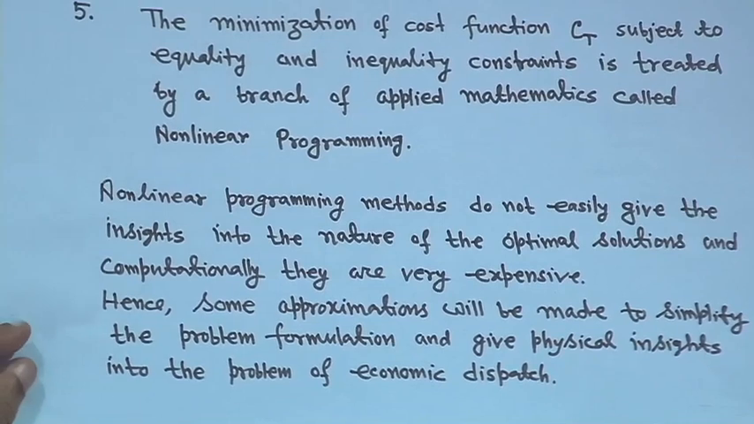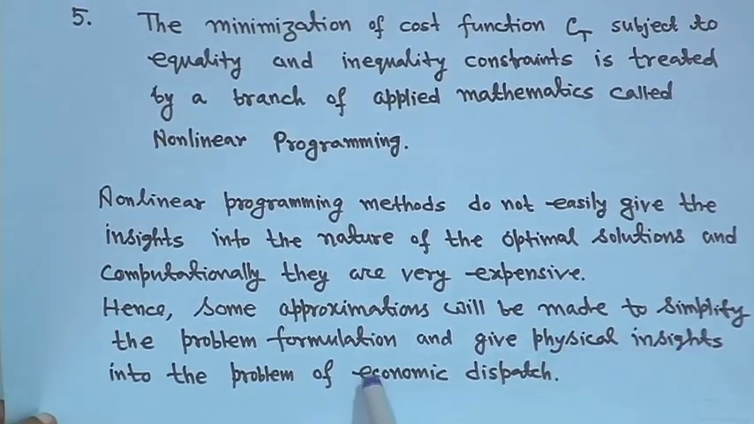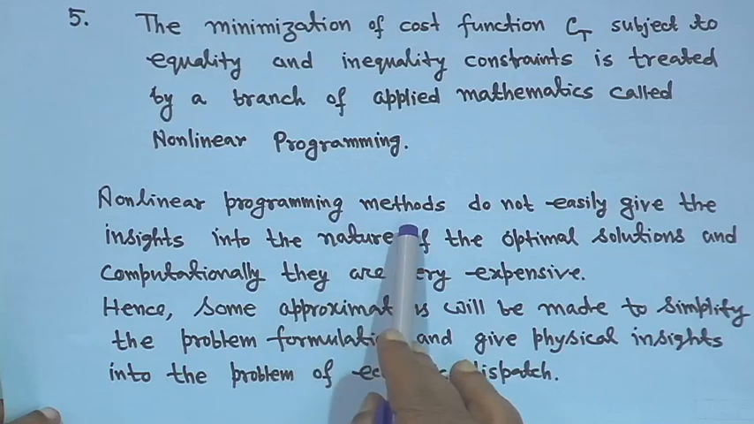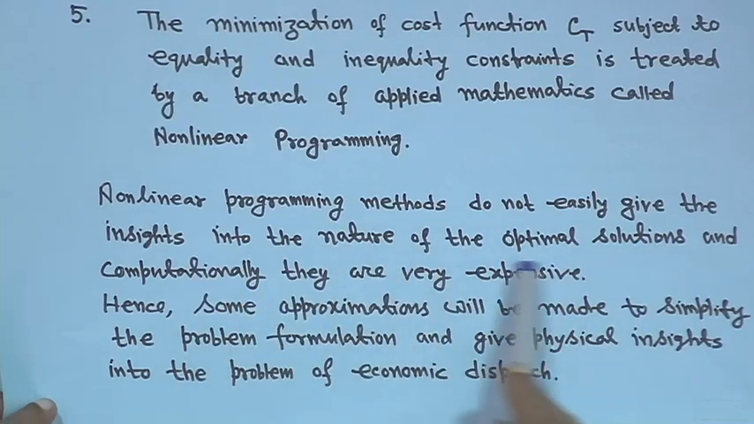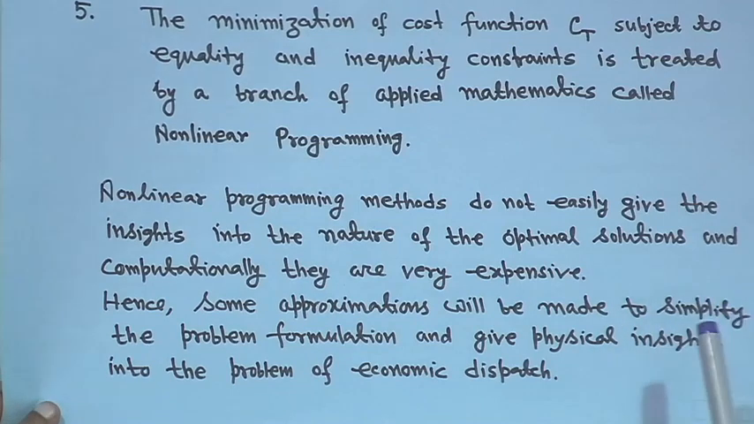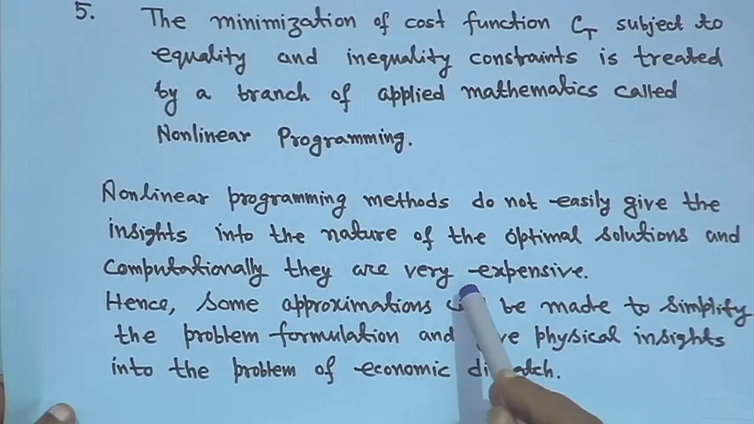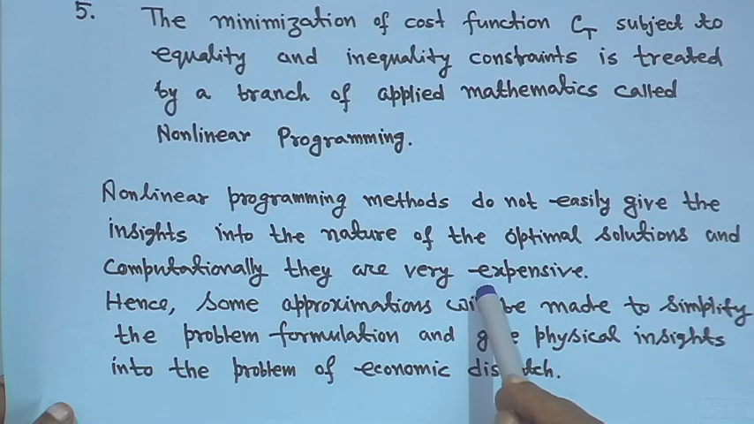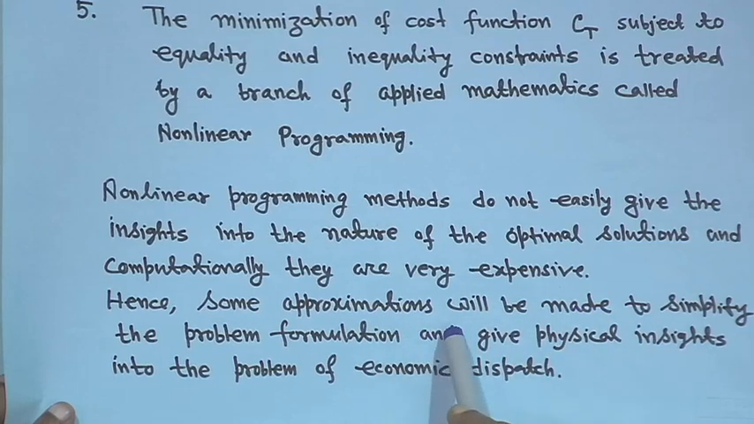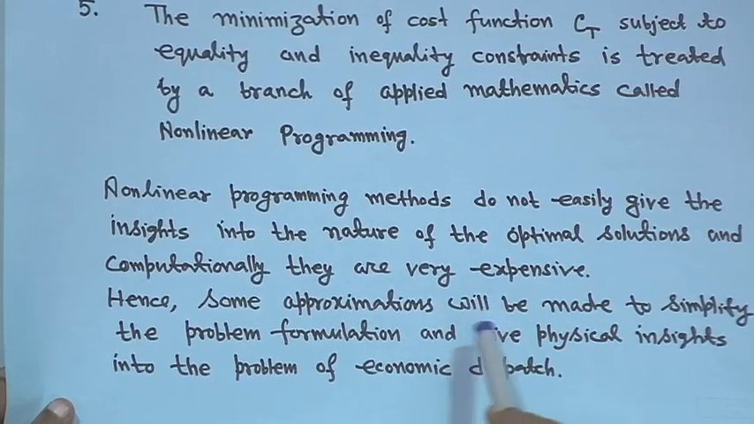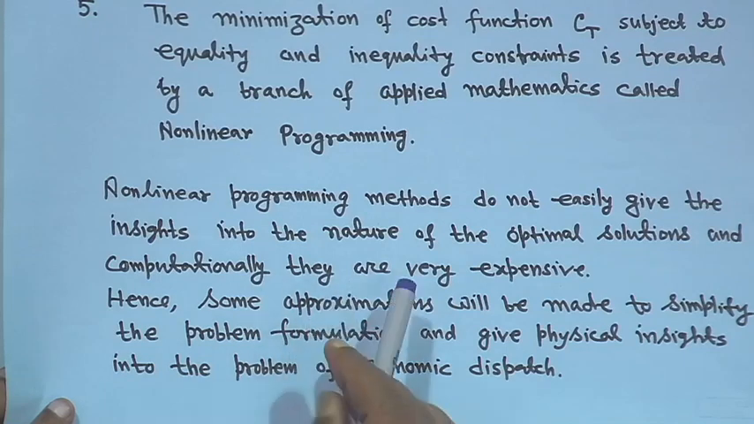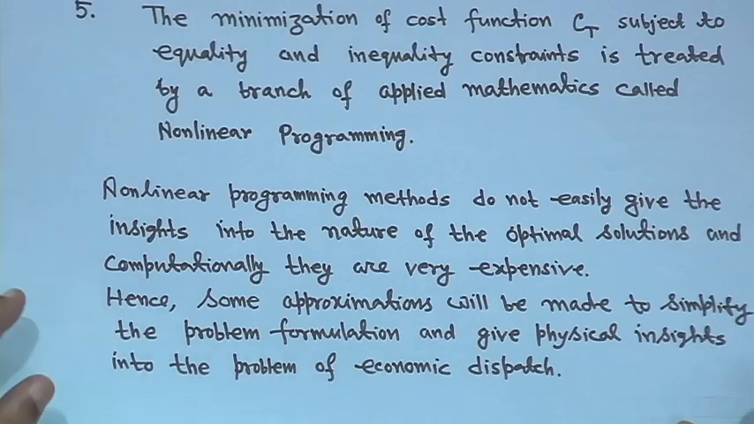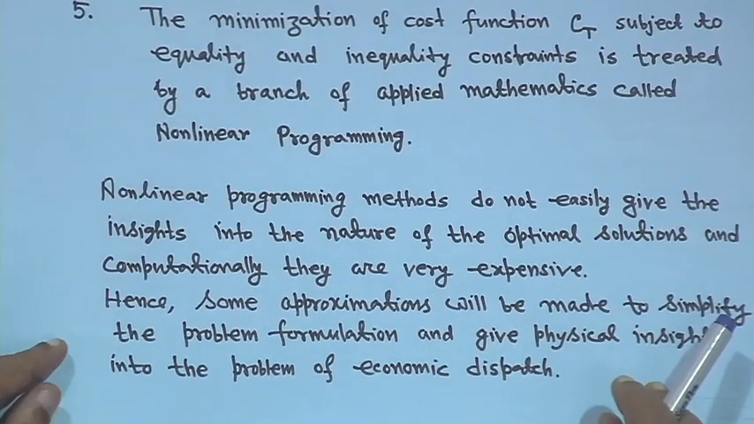But before that, to solve, some approximate methods are used to simplify the problem. That is why I have written that nonlinear programming methods do not easily give insight into the nature of the optimal solution, and computationally they are very expensive. It takes time, and soft computing technique, though it gives the global optimum, takes much more time. There are many comparisons between the classical optimization method and soft computing methods, those are not discussable here. But if you send a mail to me, I can tell you what those differences are.